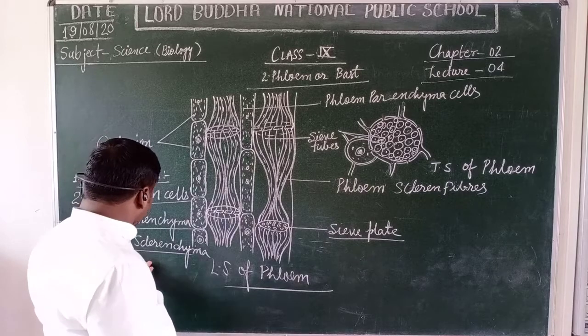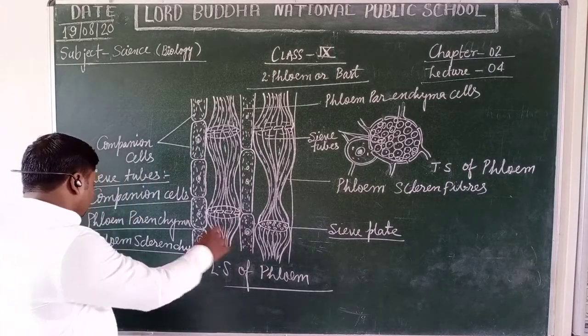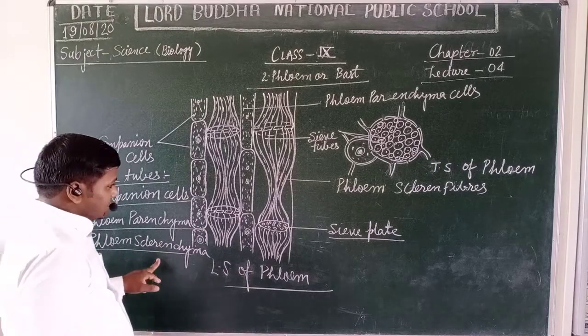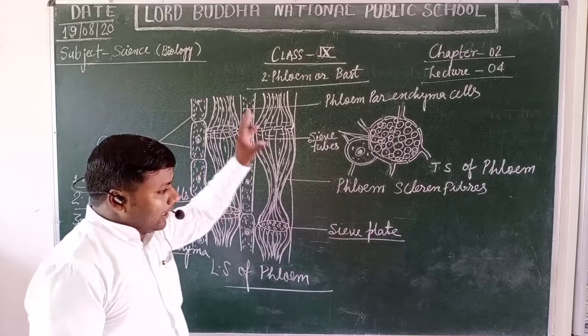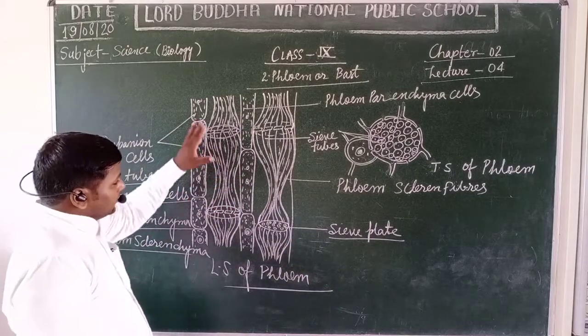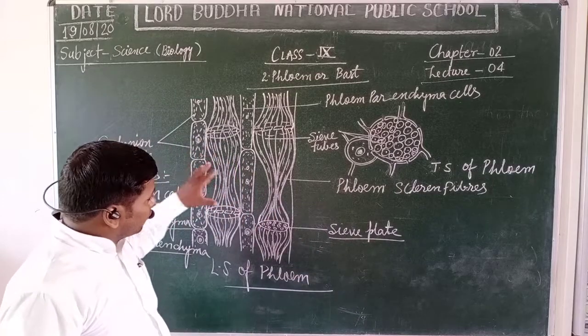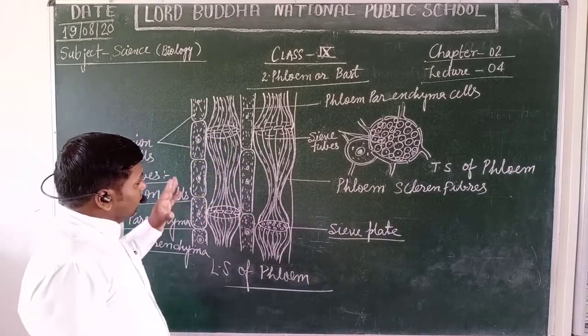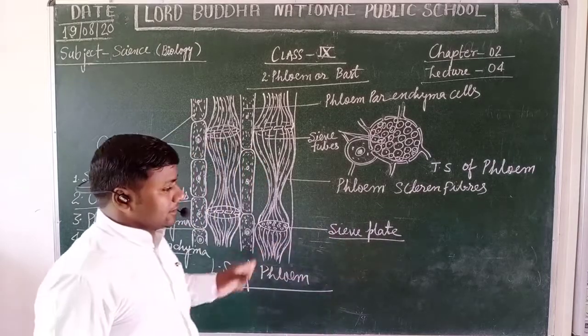Now students, the other type of cell which unites to form the phloem tissue is phloem sclerenchyma. Mainly the phloem sclerenchyma has the phloem fibers that not only provide mechanical strength to the phloem tissue but are also helpful in providing a particular shape, size and structure.